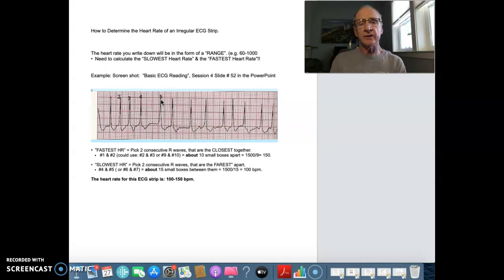So on your exam, what you're going to do is say this is atrial fibrillation. The heart rate is between 100 and 150 beats per minute.